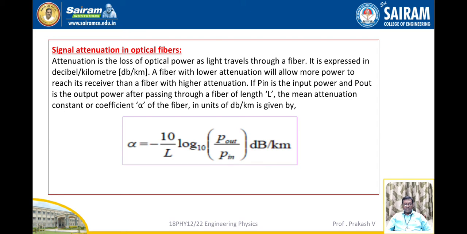If P in is the input power and P out is the output power after passing through a fiber of length L, the mean attenuation constant or coefficient alpha of the fiber, in units of dB per kilometer, is given by alpha equals minus 10 by L log to base 10 of P out by P in. The unit is dB per kilometer.